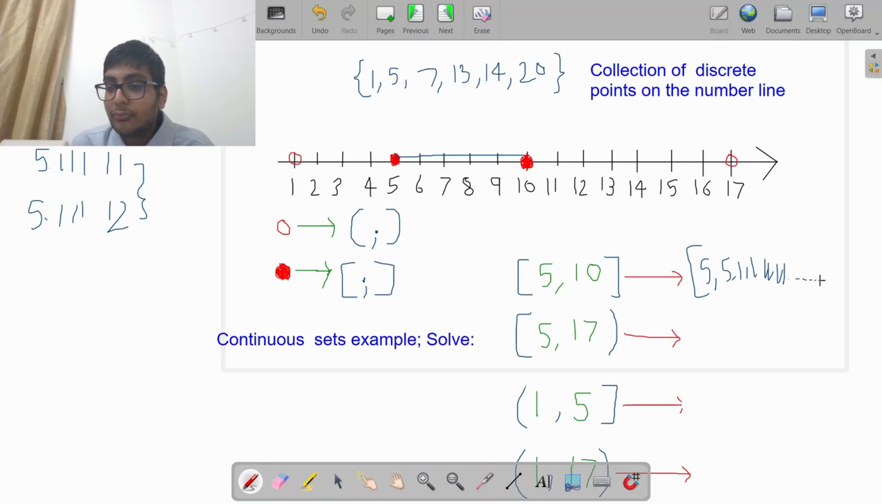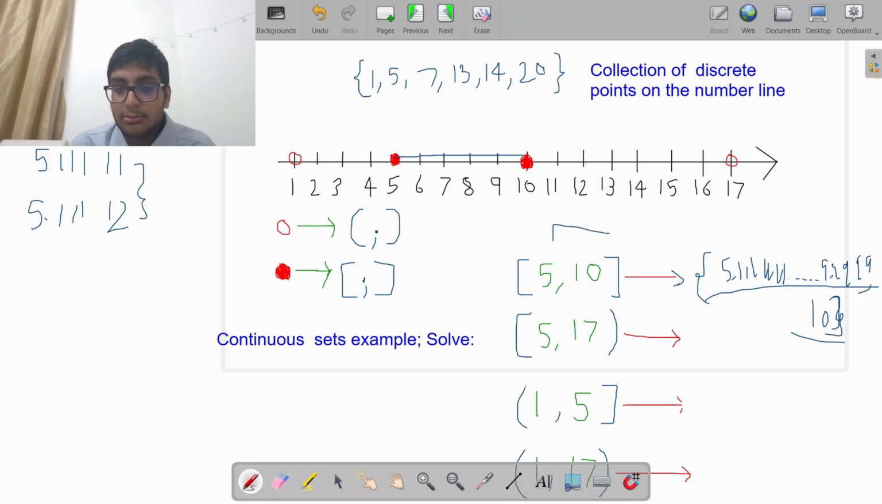Then 9.9999, then 10. So it includes 5 and 10 in the set, if I'm writing it like this. And be careful of the mistake I've made over here, which is that I haven't written it in curly brackets. We can't write all of this, so that's why we represent it in this manner. So understand how we should write sets over here and how we represent information.